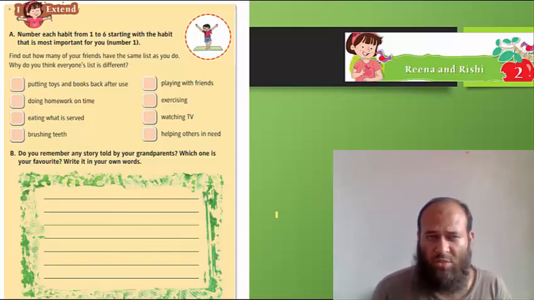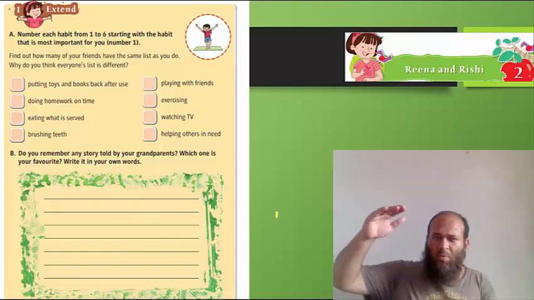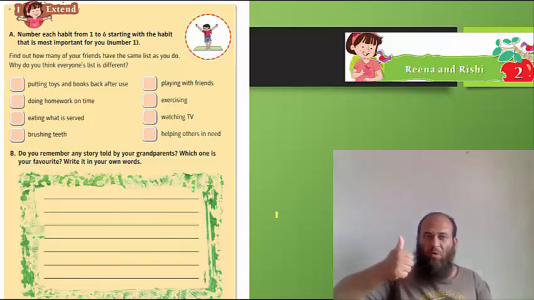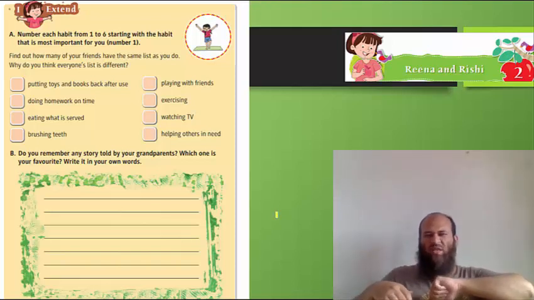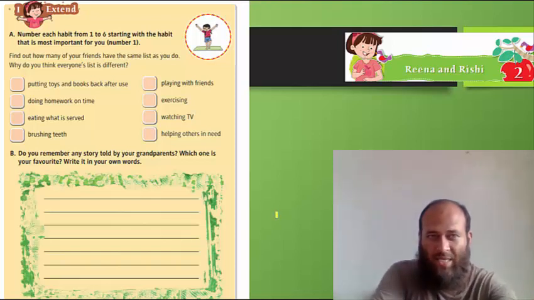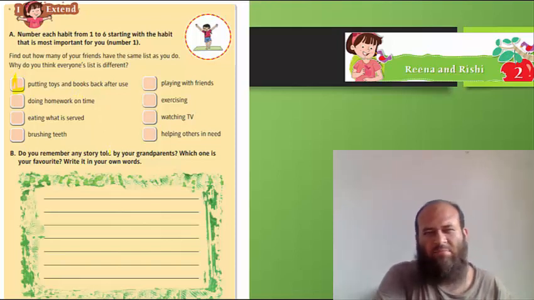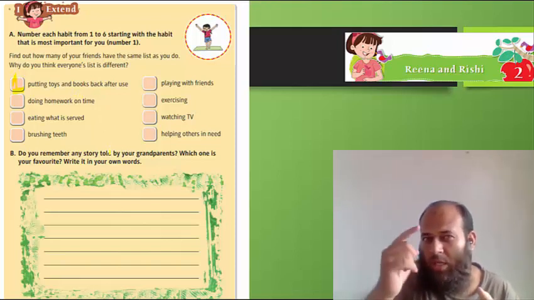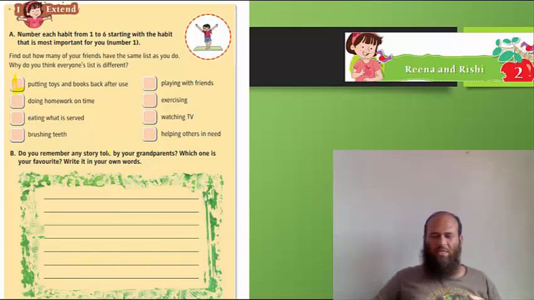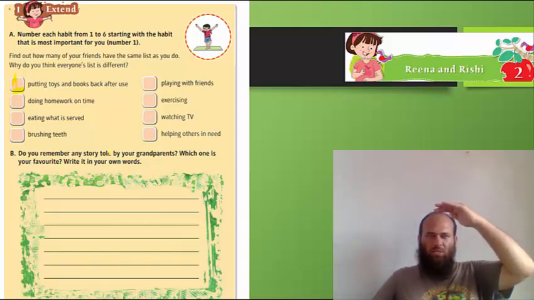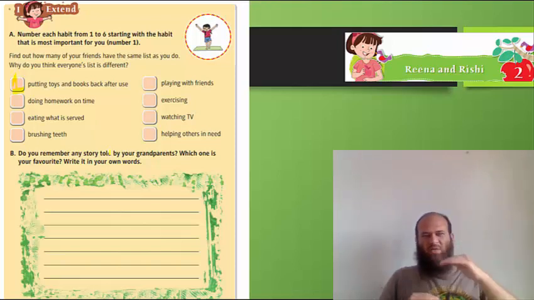Putting toys and books back after use. So, is it very important? Number 1, very important. 6, not very important. So putting toys and books back after use, I think it's very important. So I have put 1 here. Doing homework on time, is it important for you? 1, 2, 3, 4, 5, 6. 1 for most important and 6 for least important.